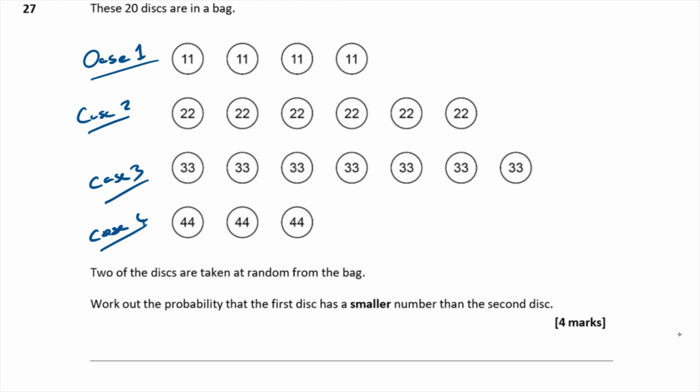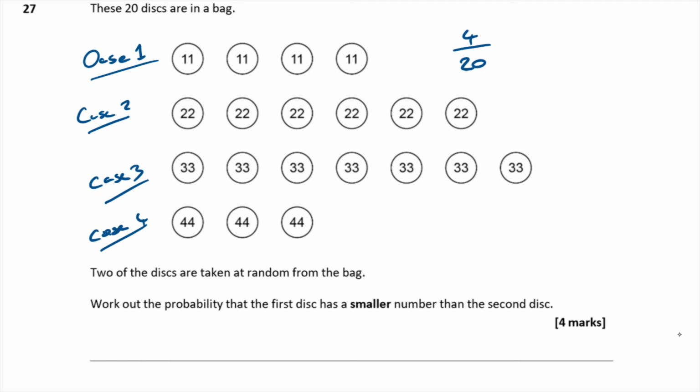That is going to be 4 out of 20, isn't it? Because there are 4 11s out of a total of 20. Okay, so work out the probability that the first disc has a smaller number than the second disc. If it's smaller, then my second selection can't be an 11, but it can be a 22, a 33, or 44, because the first disc has to be smaller than the second disc.